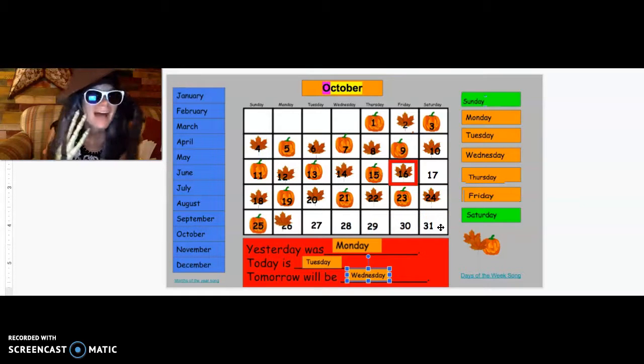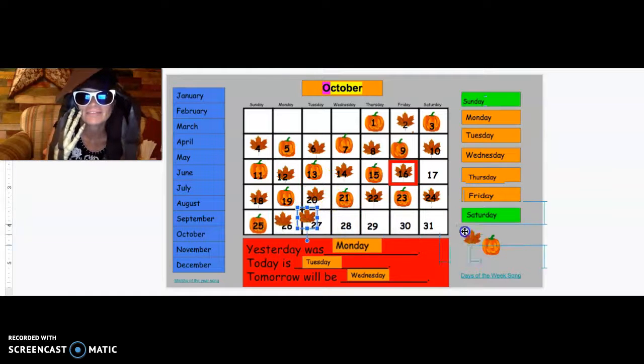Halloween. All right, it's the 27th, and I know after that pumpkin is a leaf, and then it's a pumpkin again. I am creating an A-B pattern. Oh, not a leaf, a pumpkin or jack-o'-lantern for Halloween.